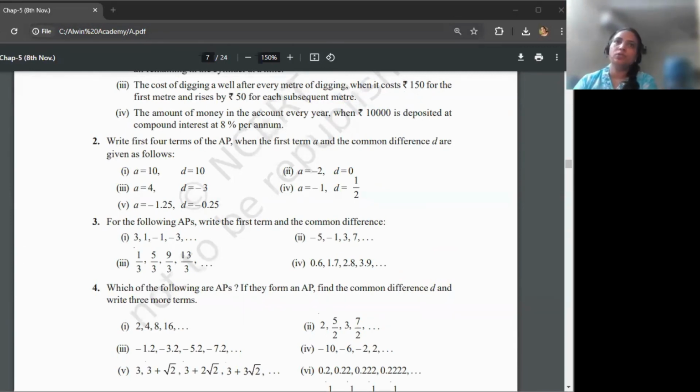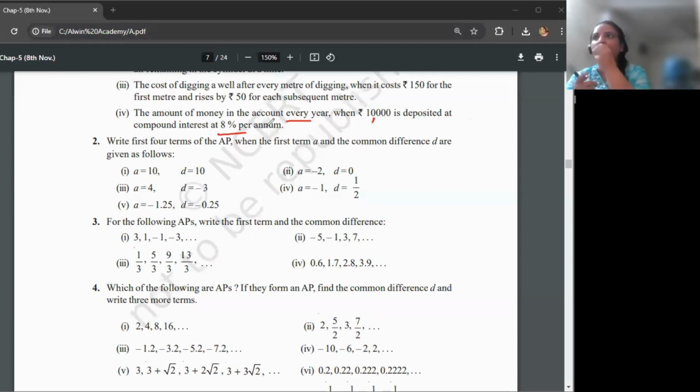Okay. So now next part we are discussing the amount of money in the account every year when 10,000 is deposited at a compound interest of 8% per annum. Compound interest कैसे charge होता है? Like whatever you have in your bank, उसका 8% add हो गया. Now the amount that you have in your bank increased. Now 8% of that will be given to you.